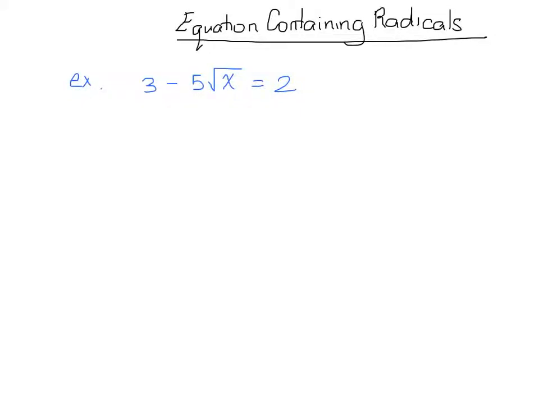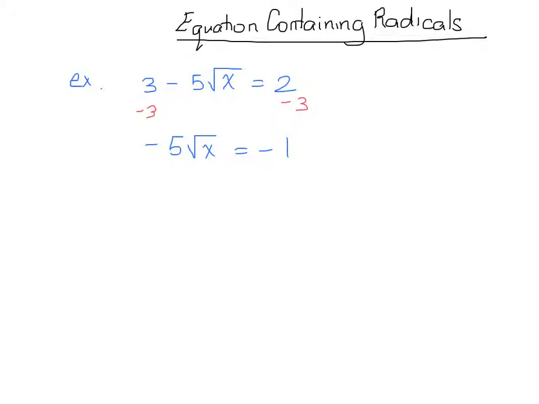Hi, in this video we'll be looking at how to solve an equation that has a radical in it. In order to solve an equation with a radical in it, we first have to isolate the radical. In this case, we have this 3 right here. We don't want it there. Since it's added, we have to take it away from both sides. So we get negative 5 radical x is equal to 2 minus 3, which gives us negative 1.